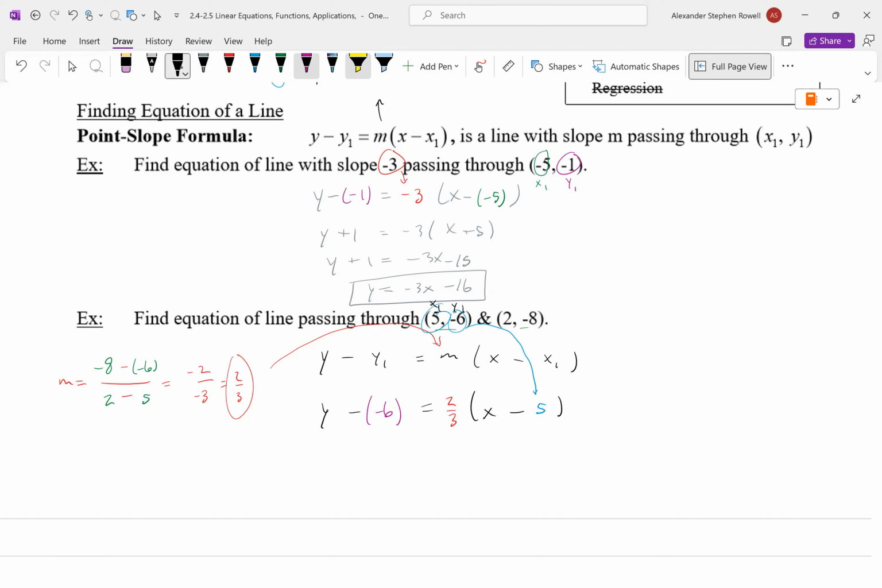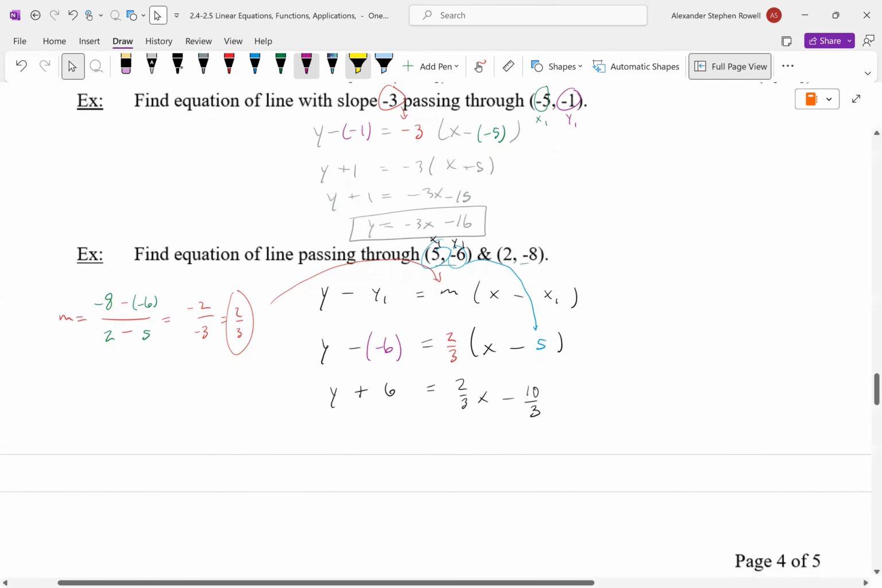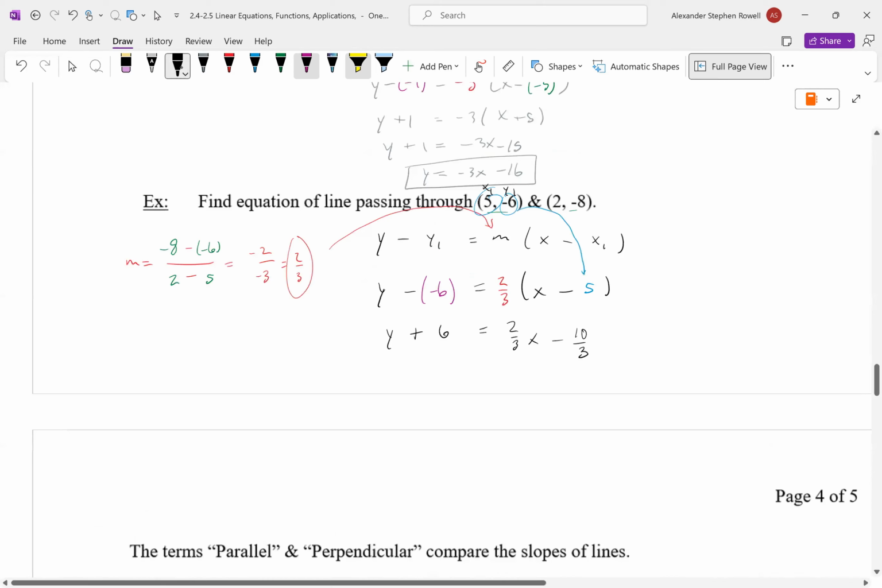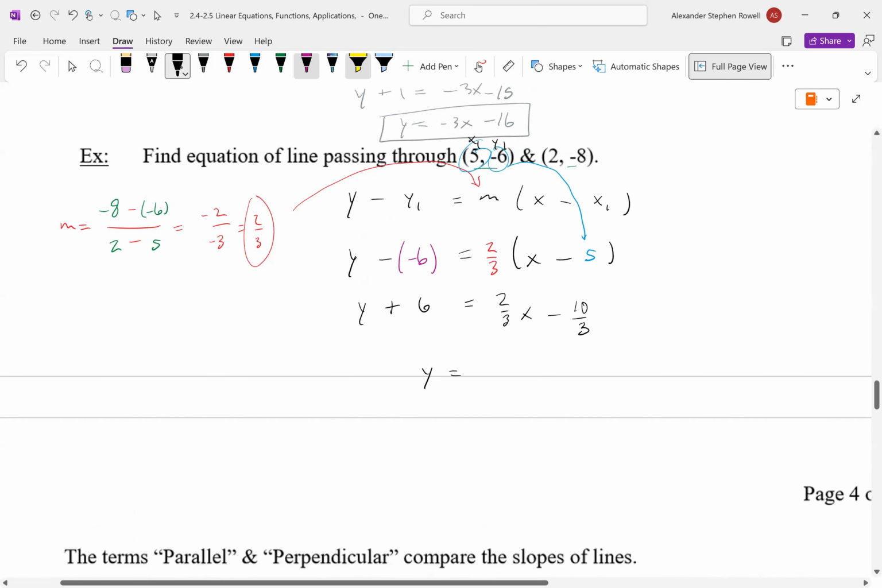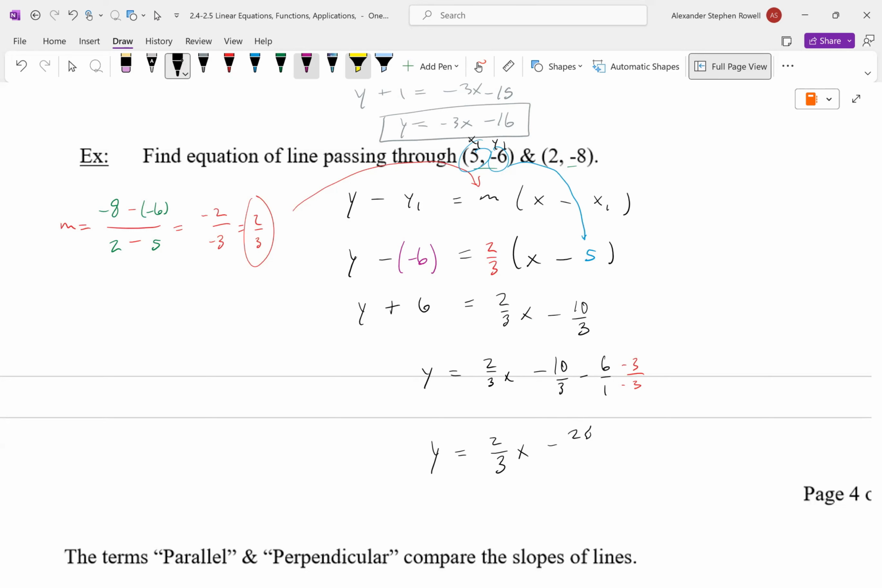So we solve. Y plus 6 is equal to 2/3 x minus 10/3. We can subtract 6 from both sides. Y is equal to 2/3 x minus 10/3 minus 6, common denominator multiplied by 3/3. What's -10 minus 18? -28/3. Are there any questions about this?